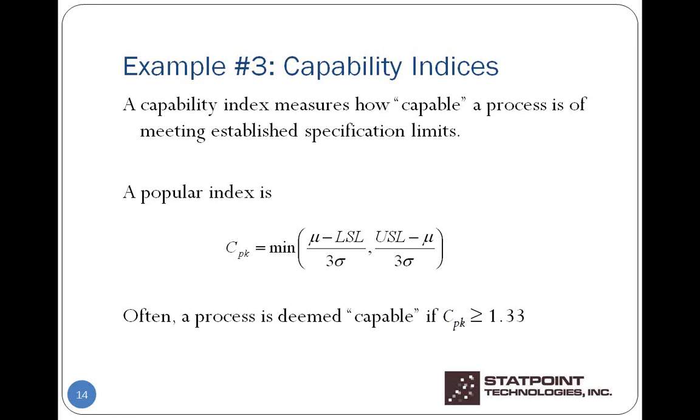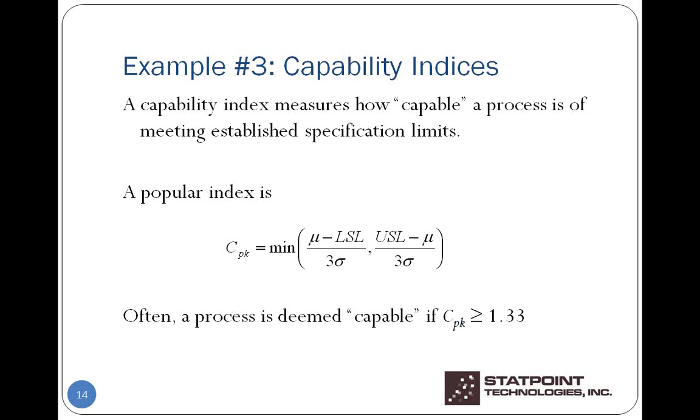And typically, people refer to a process as being capable if CPK is at least 1.33. That's the most common rule. There are other rules. Some companies like it to be 1.5. Some are happy if it's 1. I'm going to take the most common requirement, and that is that it be 1.33.